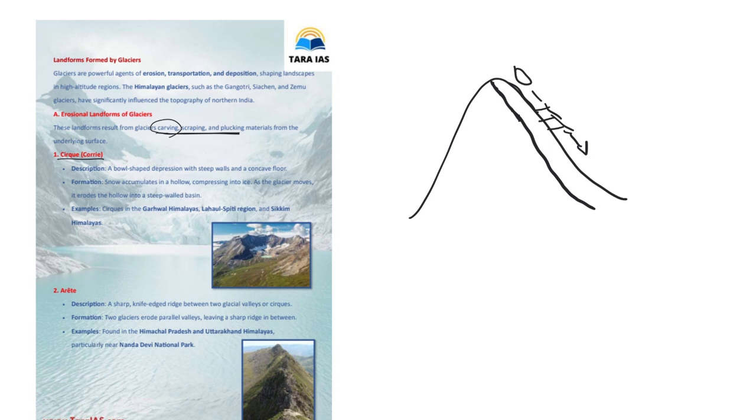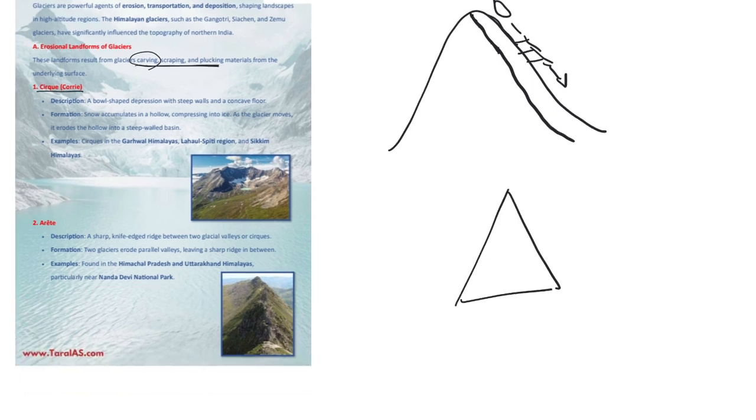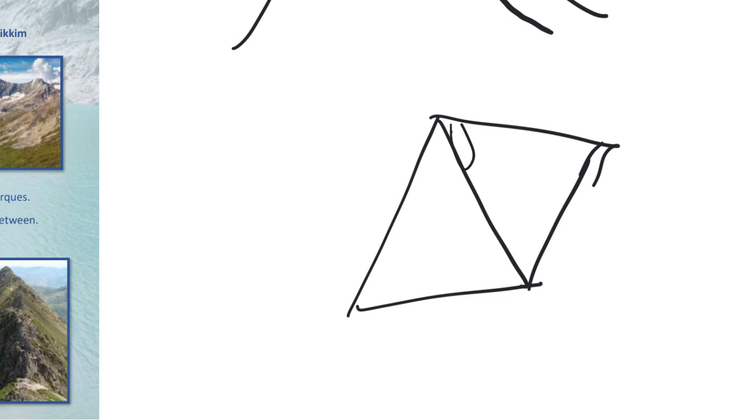So I want you all to imagine it. Say this is a mountain. Let me draw it. Yes, three dimensional, this is a mountain and here is a glacier and it is moving down. So plucking happens, the rocks get picked up and thus a steep slope forms, and this is called a Kuri.